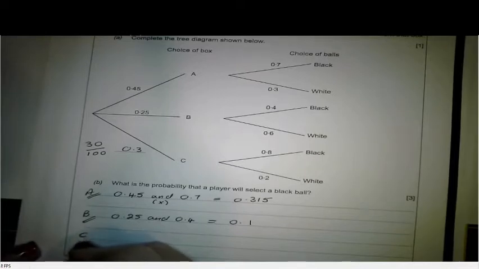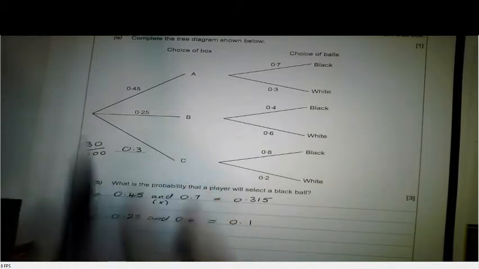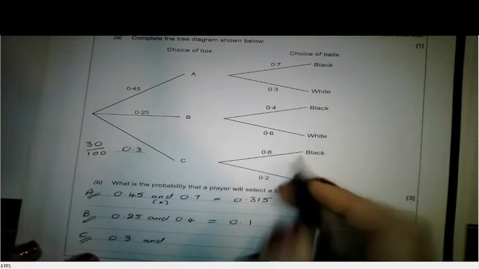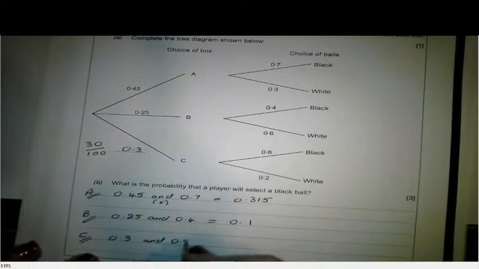Finally, the probability he could get a black ball by choosing box C and choosing a black ball from box C. The probability of choosing box C we've just worked out is 0.3, and the probability of choosing a black ball is 0.8. Multiply those together and that gives us 0.24. We're not quite finished there.